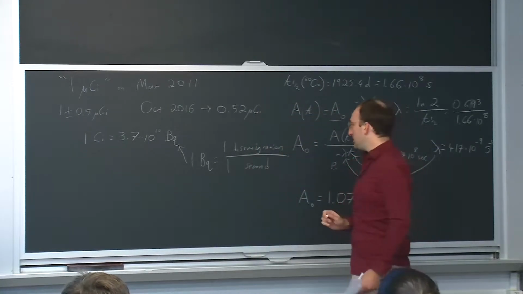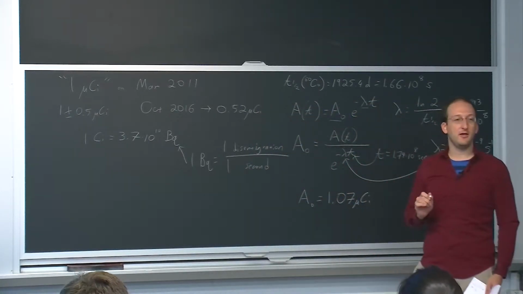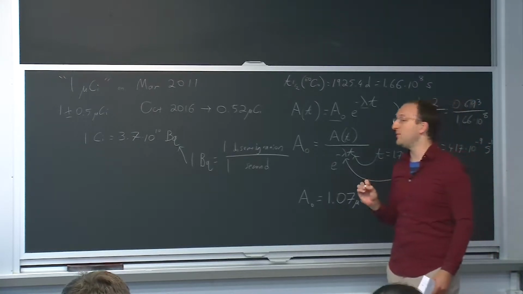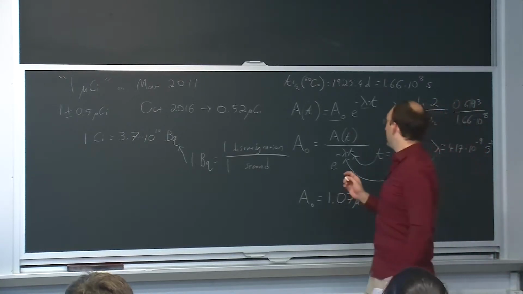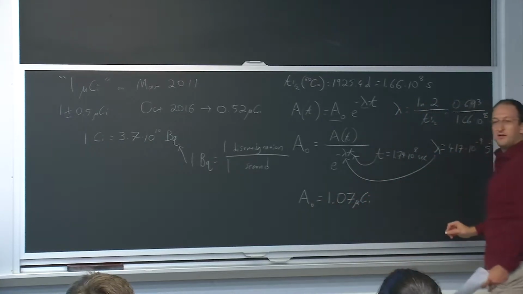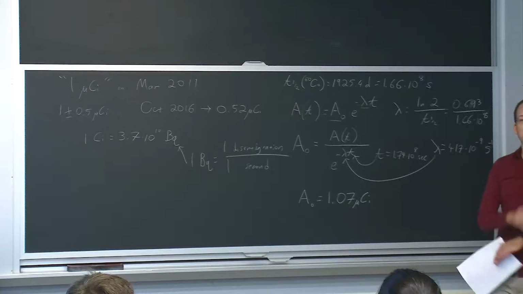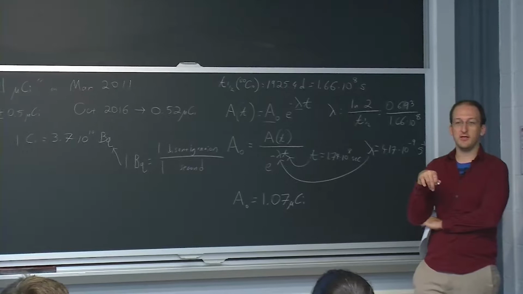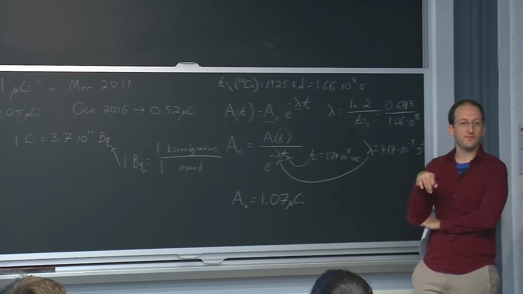So if we know the initial activity of our material, using our decay constant, we should know the number of atoms that we had right there. So we know our initial activity, A naught, is 1.07 microcurie. And anyone remember what's the relation between the activity and the number of atoms present? Just yell it out. Hope you'd know that by now.